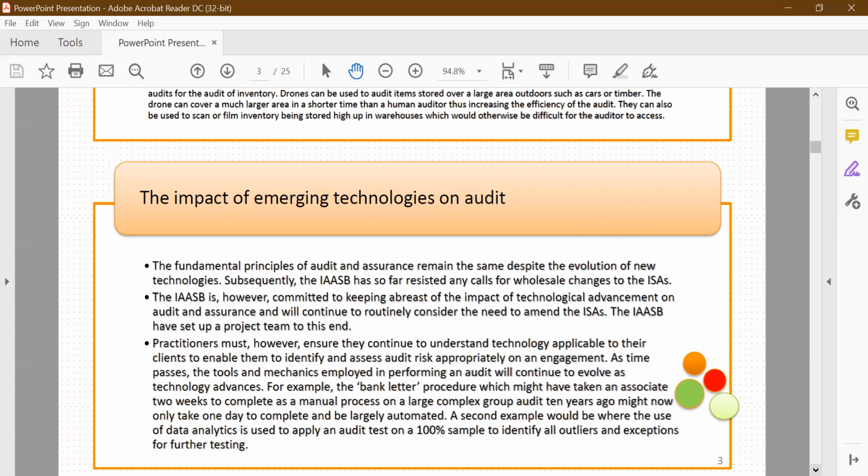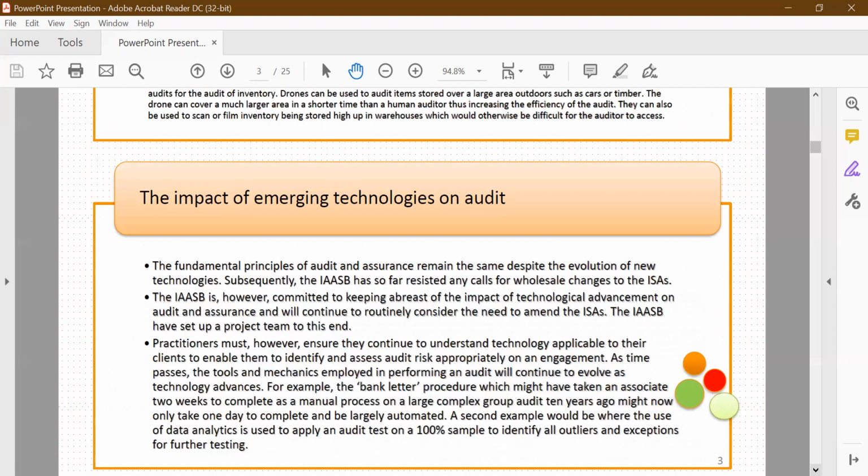So the IAASB is constantly monitoring how these changes in technology are going to affect different areas of the audit. And they have set up a project team for this purpose. Practitioners must, however, ensure they continue to understand technology applicable to their clients to enable them to identify and assess audit risk properly. So what does this mean? Let's explain this.